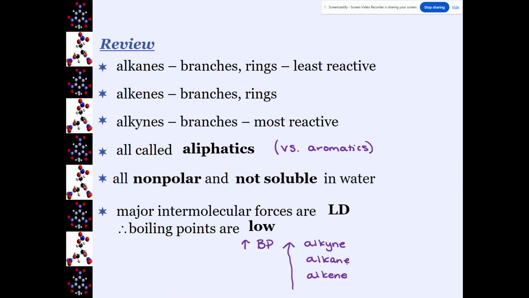Okay, so just a reminder, an alkane is all single bonds, which would make it saturated. Your alkene is double bond. Your alkyne is a triple bond. Okay, these two are unsaturated.